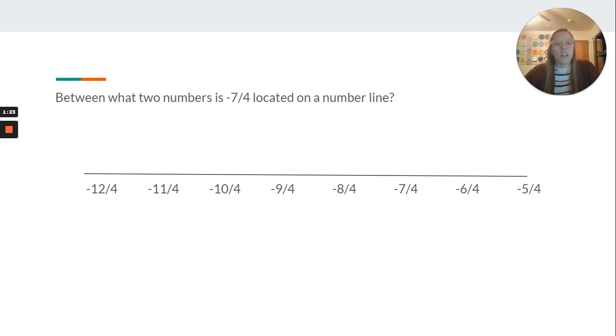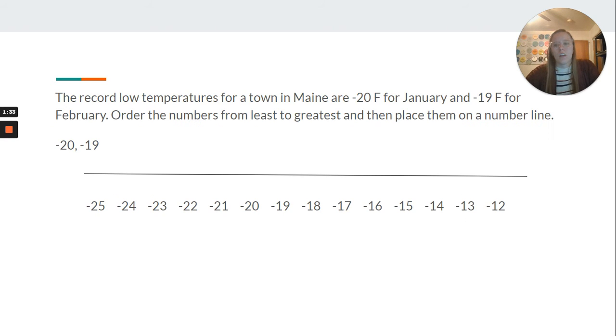We placed rational numbers on a number line. We had negative 7 fourths located between negative 8 fourths and negative 6 fourths. We talked about placing numbers on a number line to determine least to greatest or greatest to least order.